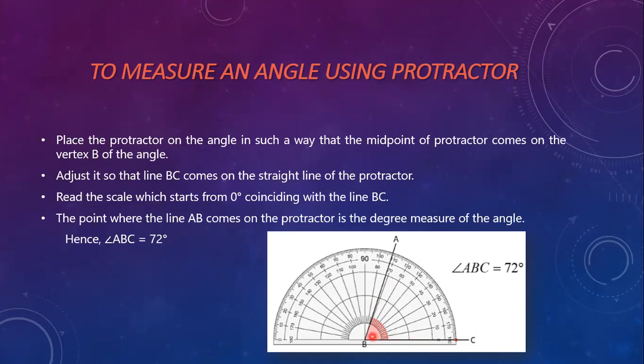You have to place the base of the protractor on the down line, and where it measures, there you take the degrees. Then angle ABC equals 72 degrees. Adjust it so that line BC lies along the straight line of the protractor. So BC you have to keep on the base of the protractor. Read the scale which starts from 0 degrees, coinciding with the line BC. The point where the line AB comes on the protractor is the degree measure of the angle. See, BC we place here, and where this pin comes, we get angle ABC equals 72 degrees. This is the way we measure angles.